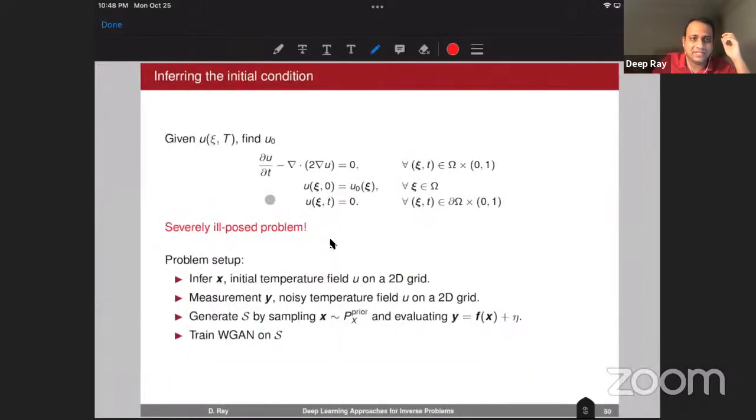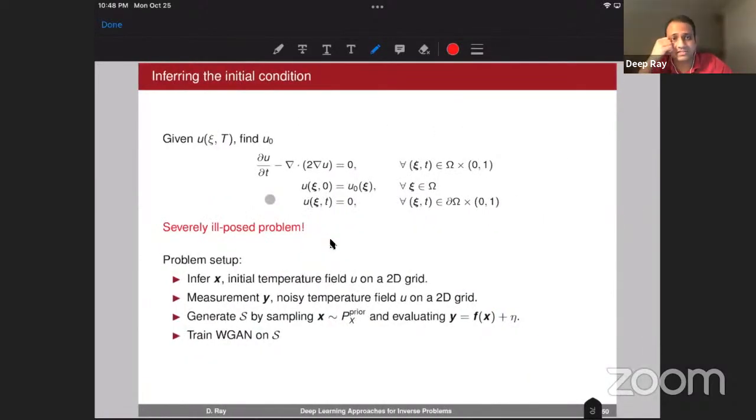And we tried something similar now for solving the time-dependent heat conduction problem, where in this case, we have kappa, which is constant. We have a zero source term, but we have an initial condition. And we're trying to solve the inverse problem where, given the PDE and the final temperature at some time t, we want to infer the initial condition. And this is a severely ill-posed problem. But we want to see if we're able to actually use a GAN to recover this U0, given the temperature at final time t. So the inferred X would be the initial temperature field U on the 2D grid.